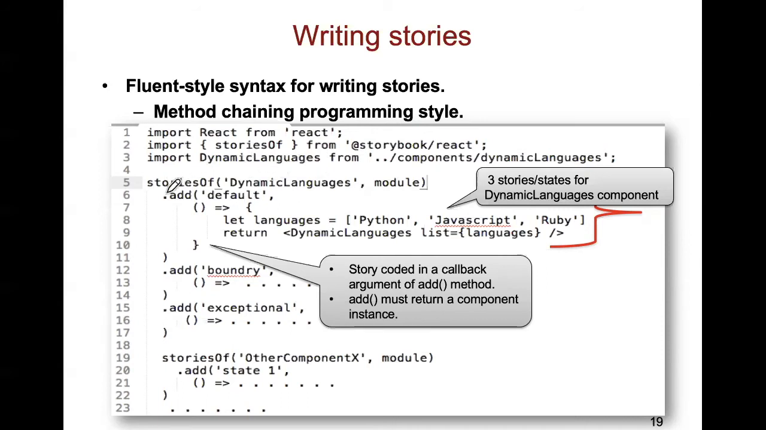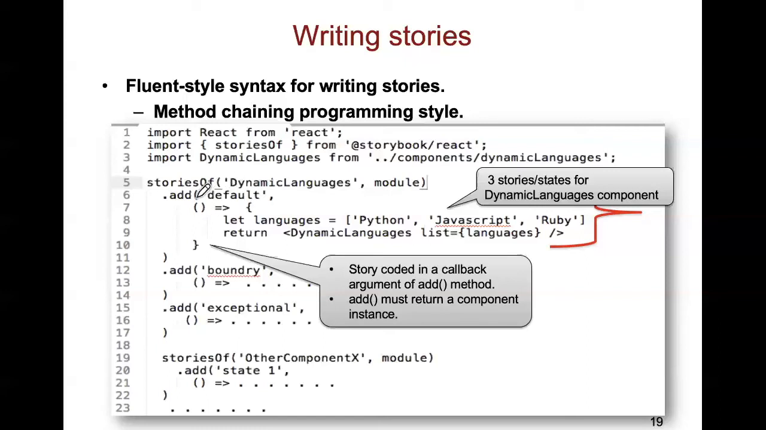And then you chain on invocations of the add method for every story associated with that component. Okay, so the programming style here is often referred to as a method chaining style, which you may have used before. So this is the approach that the Storybook designers decided to take to implement the stories API, if you like. So you chain on an invocation of the add method for each story. The add method takes 2 arguments. The first argument is typically the name of the story or some sort of label for it.